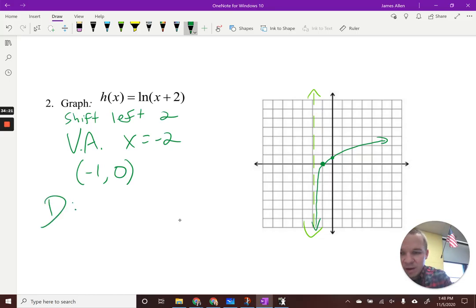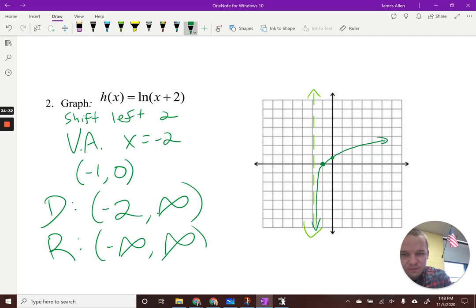My domain would be from negative 2, got a little too squiggly there, to infinity. And then my range would be from negative infinity to positive infinity. We talked about the shifting. I think that's all good to go right there.